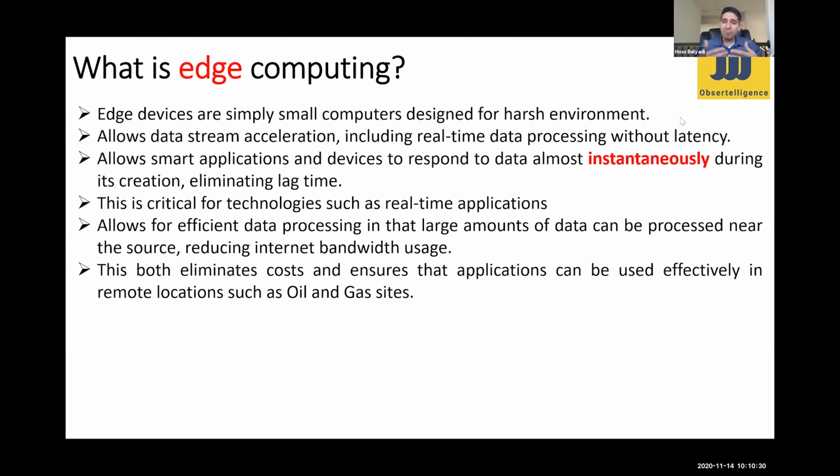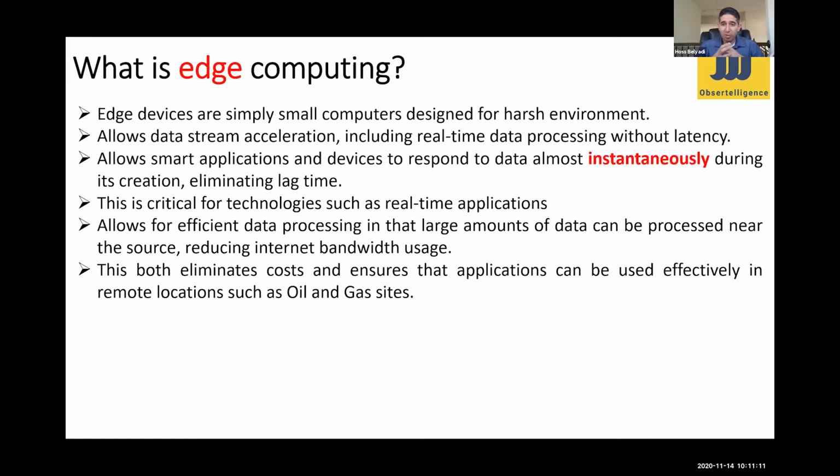The advantage of these edge devices is that they make real-time decisions for you. As opposed to waiting a few days to make a decision, you can make real-time decisions and automate the whole field. These are some of the advantages of edge devices. As you can see, this is critical for real-time applications. It allows for efficient processing of large amounts of data, reduces internet bandwidth, eliminates costs, and ensures that applications can be used effectively in remote locations such as oil and gas sites.